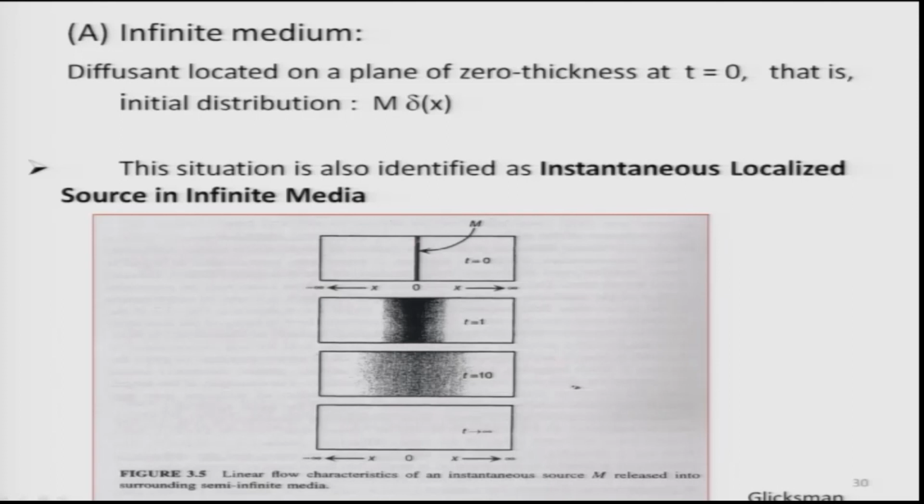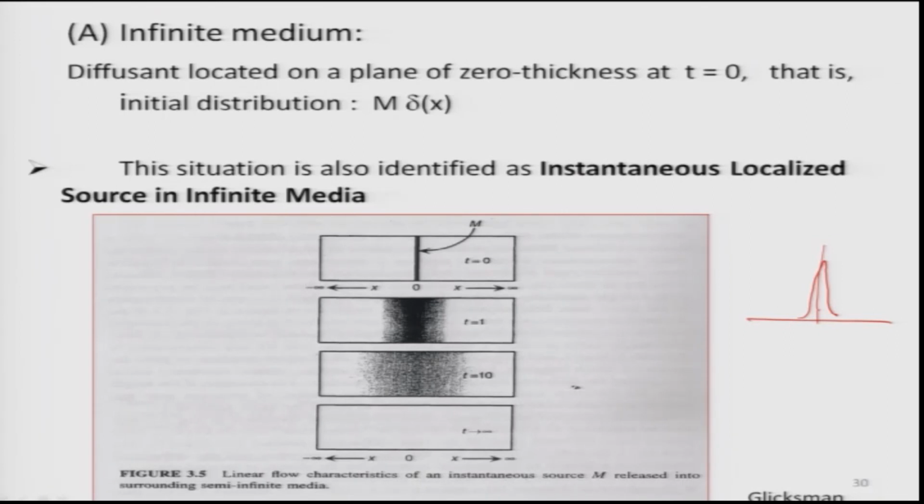Diffusion means the diffusing piece is here. You see, this is the medium, actually, on a plane which is 0 thickness, x is equal to 0. That is, the initial distribution is nothing but a delta function. What is a delta function? Simple, like this. This is a delta function. That means there is a spike at one position, x equal to 0.